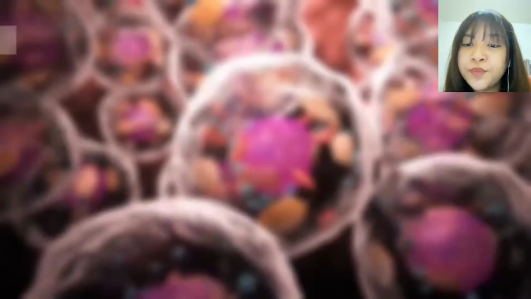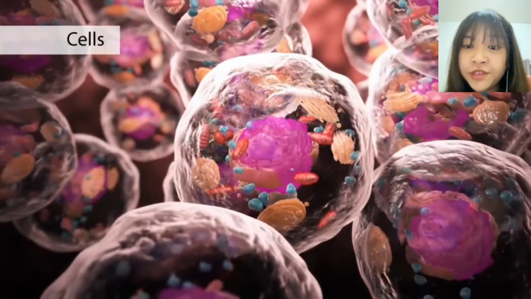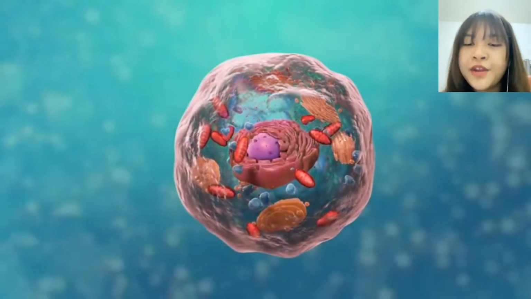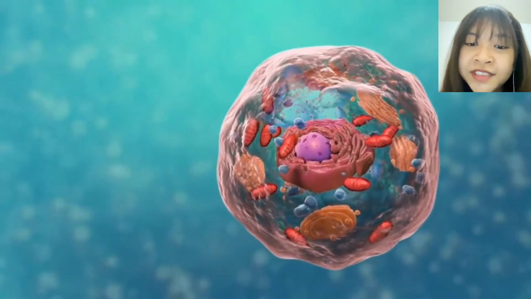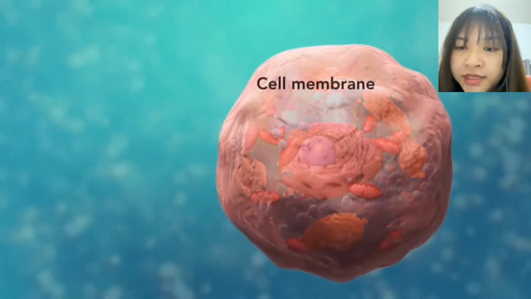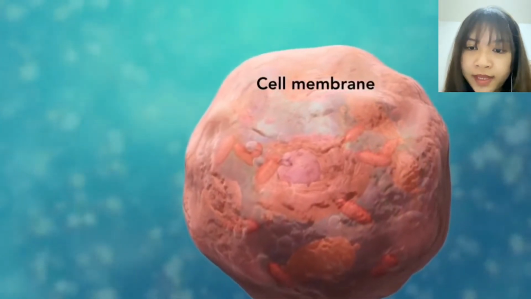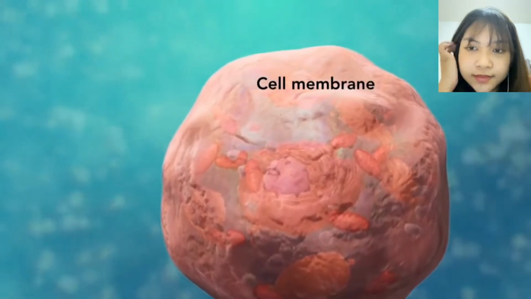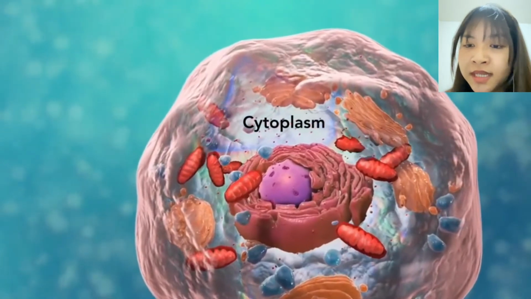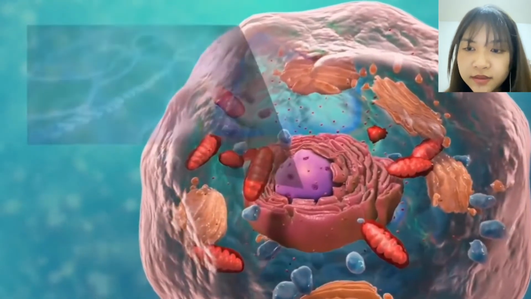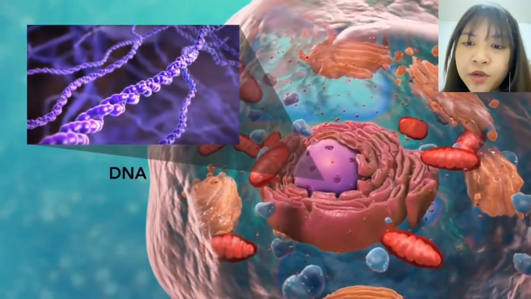Cells are the smallest living unit of an organism. All cells have three things in common, no matter what type of cell they are. All cells have a cell membrane, which separates the inside of the cell from the environment, cytoplasm, which is a jelly-like fluid, and DNA, which is the cell's genetic material.